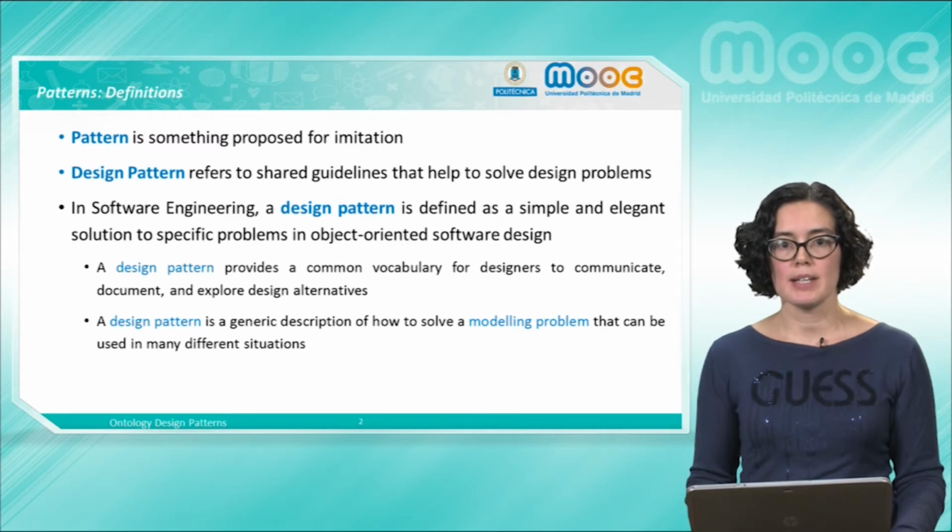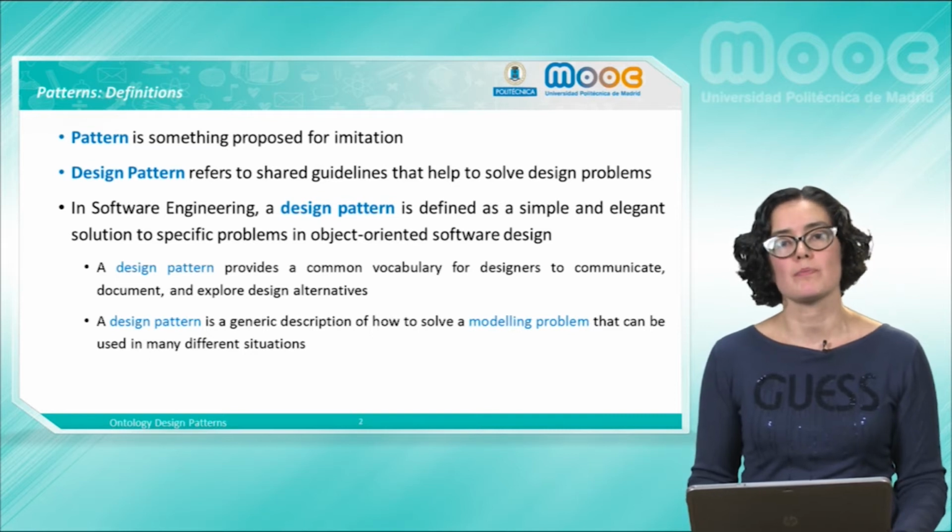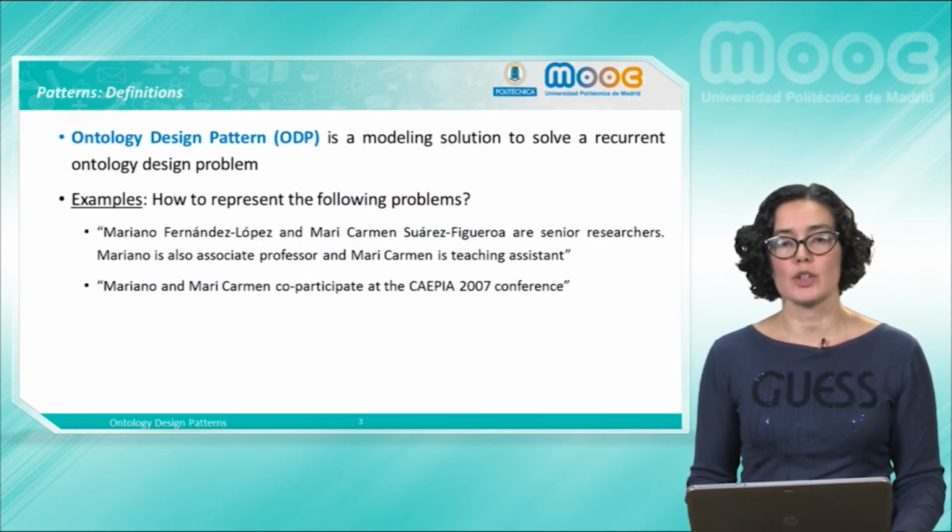We can say that a design pattern is a generic description that helps to solve a modeling problem. Such a generic description should be used or could be used in different situations. In the ontological engineering field, an ontology design pattern is defined as a modeling solution to a recurrent ontological design problem.